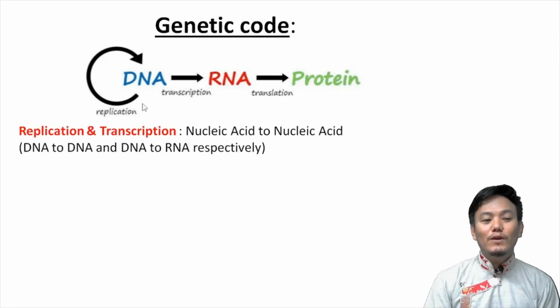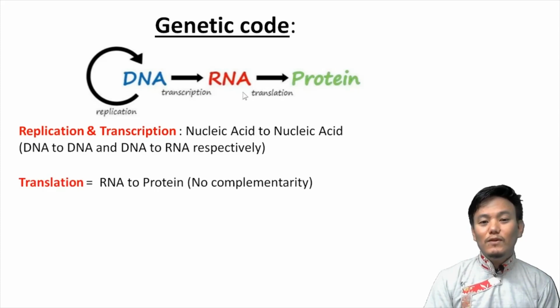If you look at the first two processes, replication and transcription, we have already discussed them. In both these processes, the information transfer is simple: a nucleic acid is produced based upon another nucleic acid. DNA is a nucleic acid, RNA is a nucleic acid. In replication, a new DNA molecule is produced based upon an old DNA molecule, so information is passed from nucleic acid to nucleic acid. Transcription is the same thing, nucleic acid to nucleic acid, because both DNA and RNA are nucleic acids.